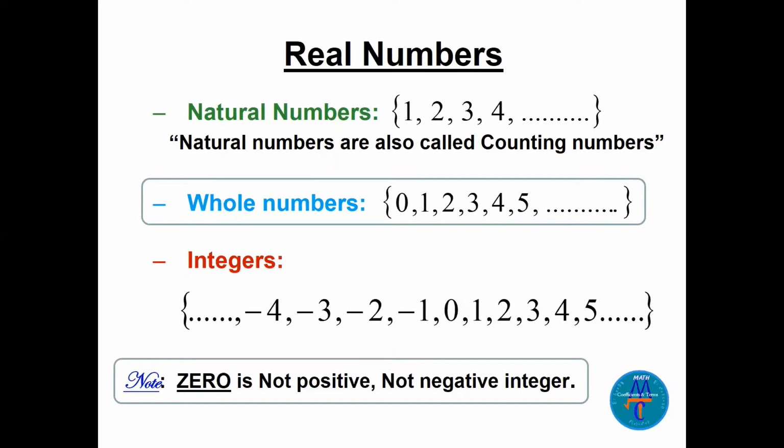Now, if you add 0 to this set, so 0, 1, 2, 3, 4, this set is called whole numbers. Now, the integers, subset number 3, these integers include negative numbers: -4, -3, -2, -1, 0, 1, 2, 3, 4, until infinity. Now we can say that 0 is not positive, 0 is not negative. It is an integer, but 0 is not positive and not negative.